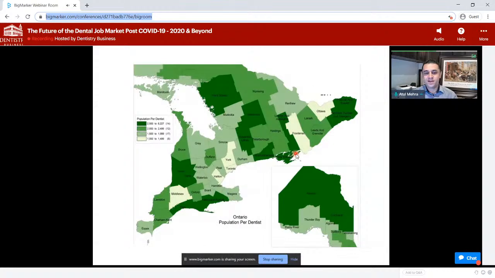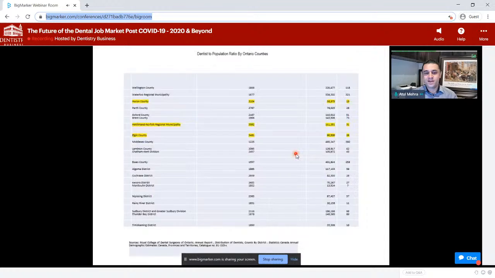Now, in terms of the job search, for those of you looking for a position, recent grads, it's important to understand the dentist to population ratio, regardless of what region you're in, whether you're in Ontario, British Columbia, Alberta, whatever province. You want to reach out and find out, in the particular area you're targeting your search, what is the dentist to population ratio? Because that could have a dramatic effect on the demand for dentistry in that area. For example, this is a list of some different counties in Ontario, and in Huron County, there's 3,104 individual residents for every dentist.